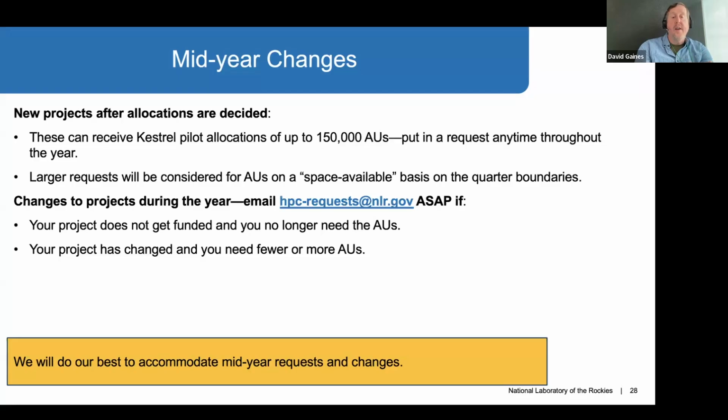If your project does not get funded and you don't need the AUs, let us know. We can then release those for other projects. Or if your project has changed and you need fewer or more AUs, again, let us know and we can try to work with either CMEI or NLR to try to find more AUs if possible.